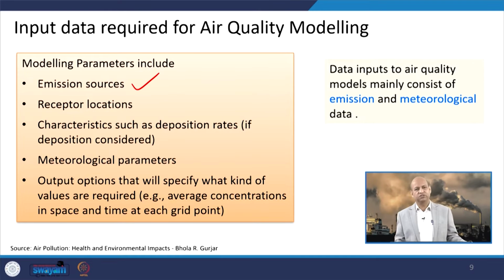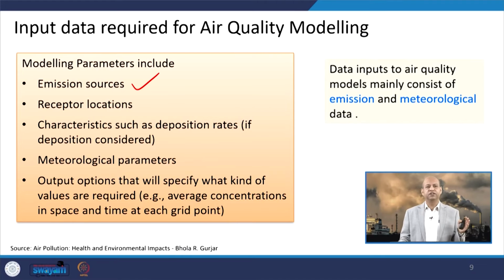Then the receptor location, as I said, where we want to see the impact, means downwind direction like 10 kilometers away, 20 kilometers away, what is the point of interest, that we need to know. Then the characteristics such as deposition rates, like dry deposition or wet deposition, at what rate it is happening, because it will be reducing the total amount of the pollutant which is being dispersed in the downwind direction. Then meteorological parameters, which just now we discussed, like stability classification, temperature, moisture, wind velocity, all those things.